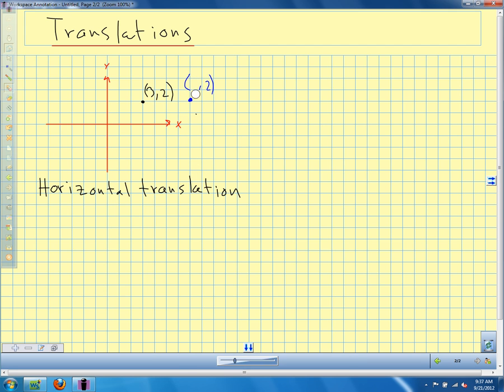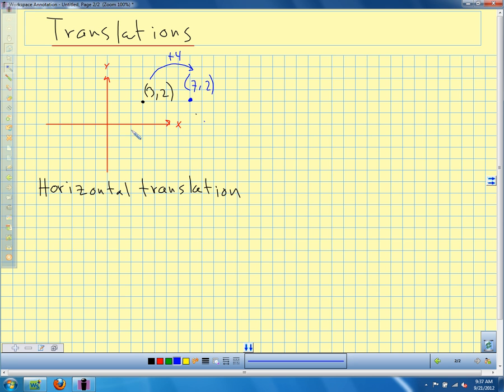Oh, this isn't (4, 2). I'm over here at 1, 2, 3, 4, 5, 6, 7, so (7, 2). So from the point (3, 2) to the point (7, 2), what changed? I moved right 4. And what about in my coordinates? The x number got bigger. By how much? I added 4 to my x coordinate.